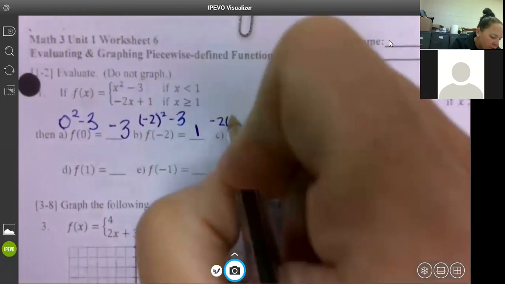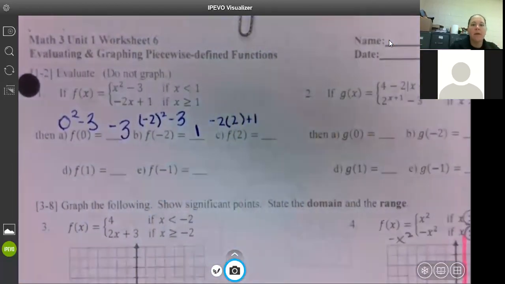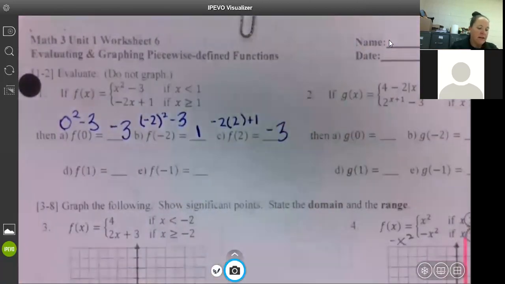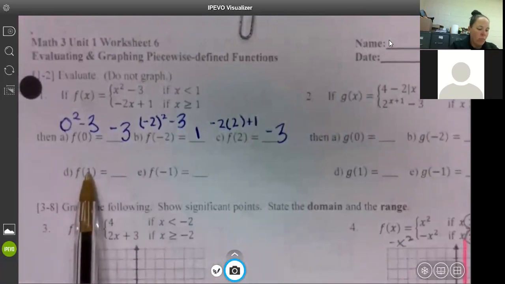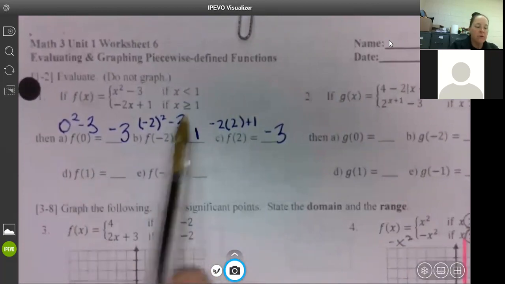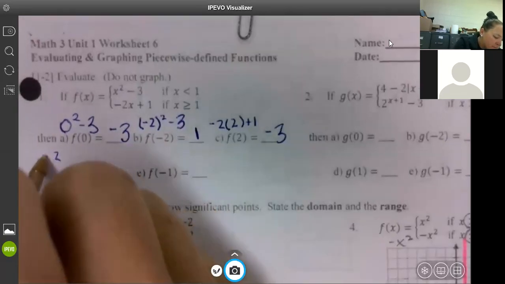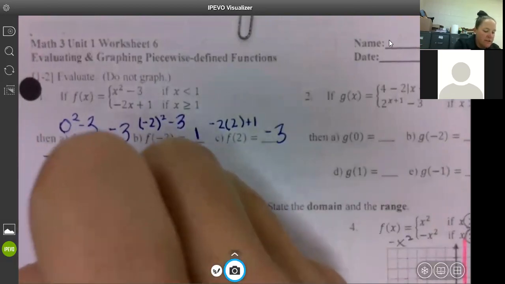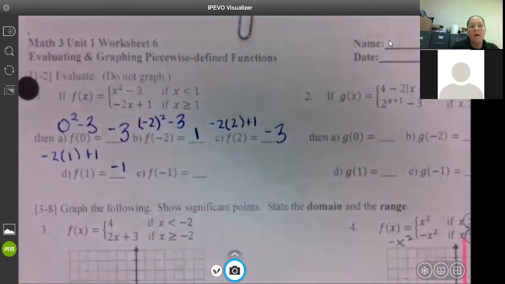So negative 2 times 2 plus 1. Negative 2 times 2 is negative 4. Plus 1 is negative 3. What about 1? Second one. Why is it the second one? It's equal to. That's the equal to. So negative 2 times 1 plus 1 is negative 2 plus 1, which is negative 1. And then the very last one, negative 1, which function am I going to plug it into? The first one.